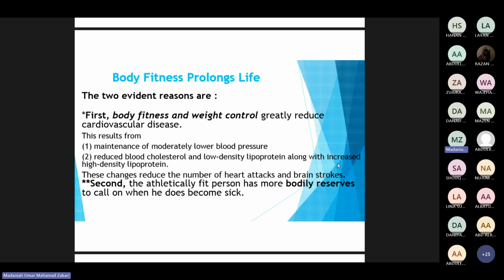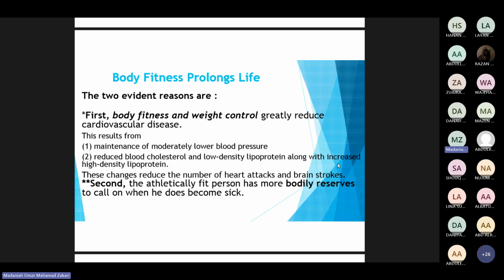Well, longevity is associated with exercise. So body fitness prolongs life. The two evident reasons are, number one, body fitness and weight control greatly reduce cardiovascular disease. And you are going to lose body weight because of the activity of using all this energy. There is no fat deposition anymore; oxidation and production are very active.